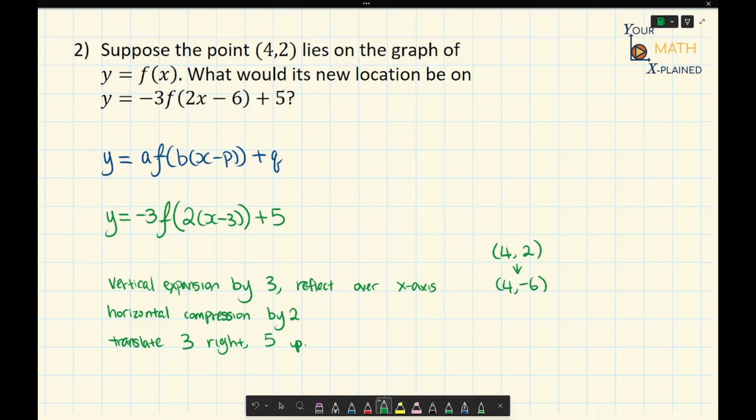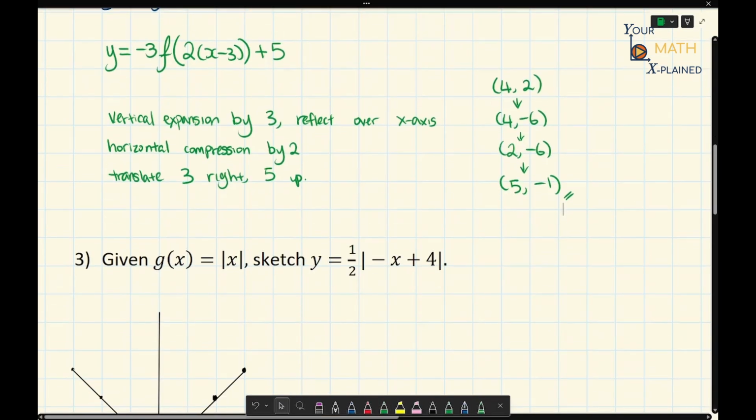A horizontal compression by a factor of 2 is going to get us (2, -6). And then a translation, 3 units right and 5 up, is going to get us to (5, -1). So that is where the point (4, 2) is going to end up.